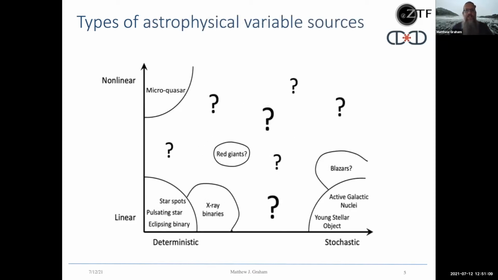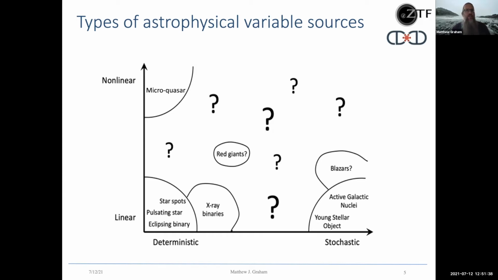Now we can map different types of astrophysical variable sources into this parameter space as well. Most variable stars go down into that periodic corner in the bottom left. They're deterministic and linear. They're either pulsating or eclipsing, or maybe they've got star spots and are rotating, something like that. X-ray binaries are probably more into the stochastic, but still fairly linear. Things like microquasars, as I said, seem to be fairly chaotic. They're probably up in the top left.